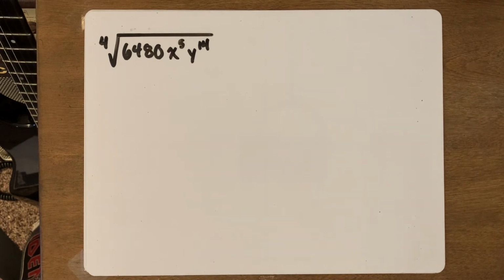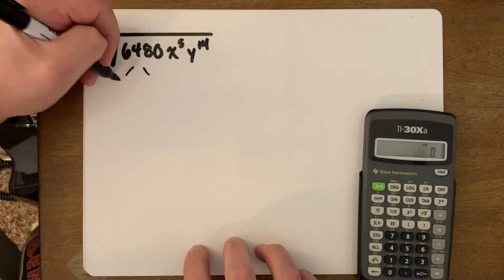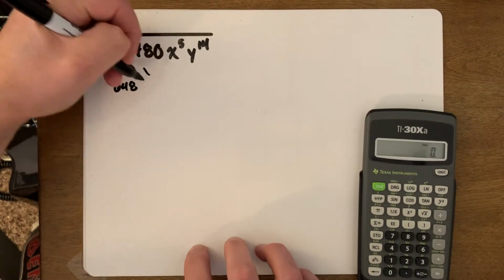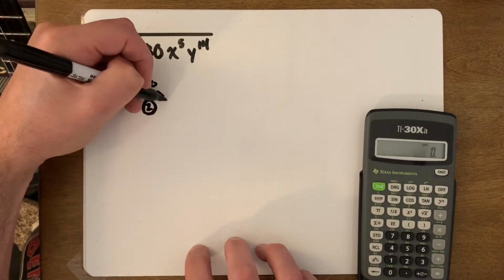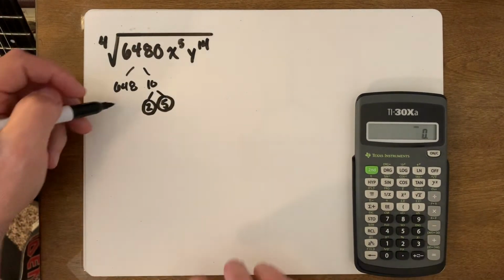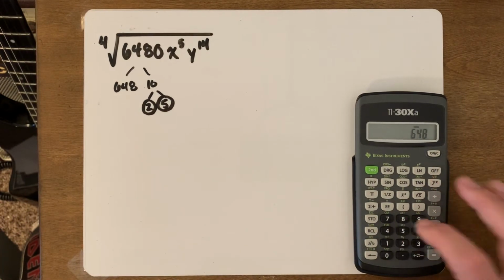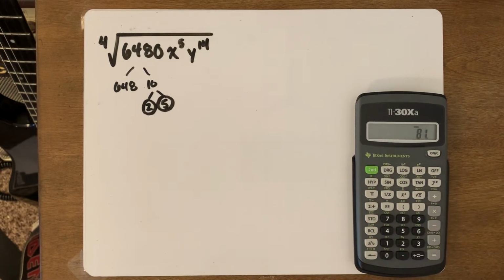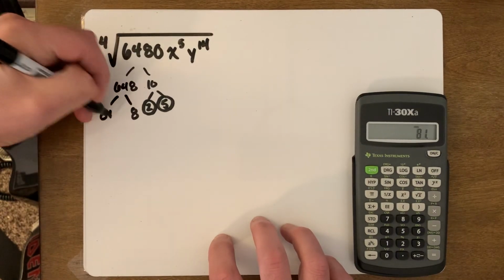I'm going to change my marker here and get one I can write with a little better. All right, so here we go. Let's break down 6480. So we're going to start with 648 times 10. I mean, you might as well. The 10 is going to break down into a 2 and a 5. All right, let's do 648. Let's try and break this down into 8 times something. And why do I think it's 8? Well, if I do 648 divided by 8, I get 81. So I'm going to do 8 here and 81 there.